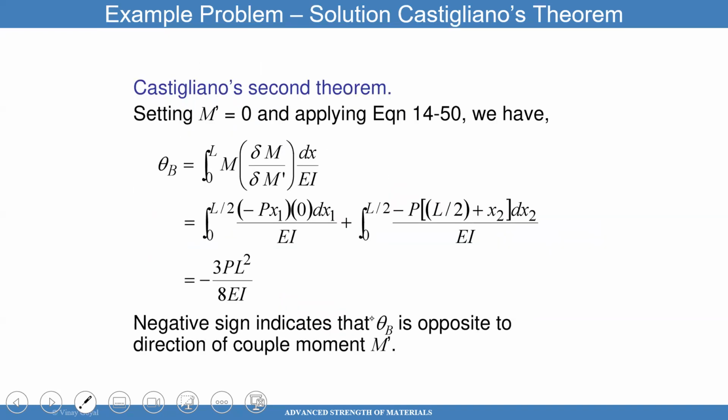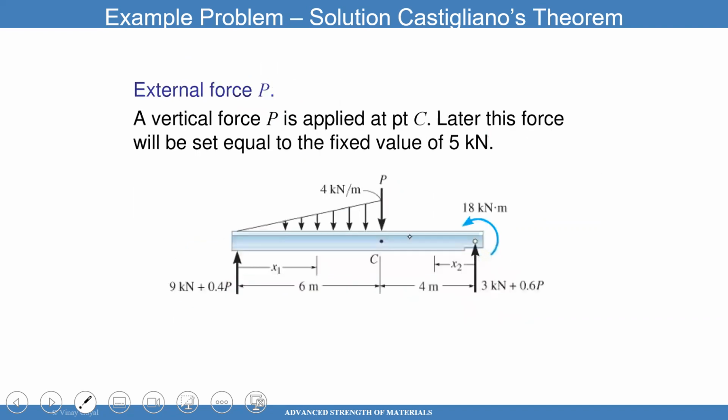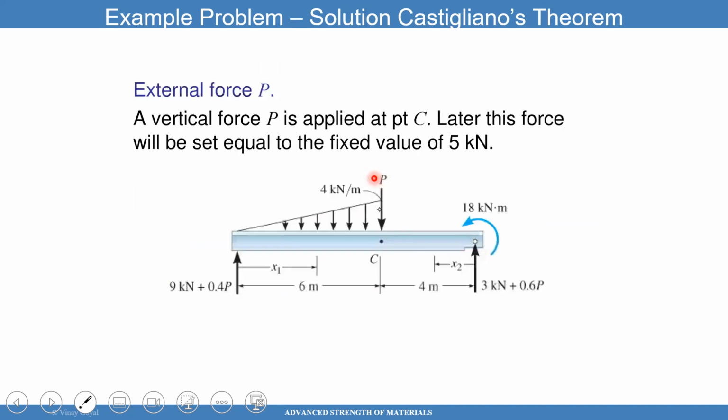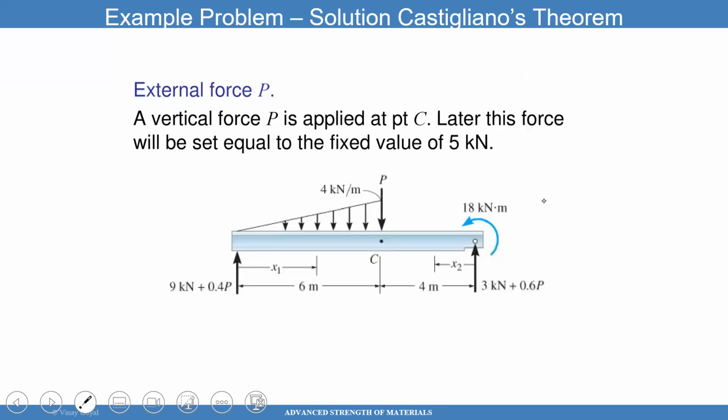I have yet another example. Determine the vertical deflection of point C. Same thing, do a cut there, do a cut there, do a cut there. Find the boundary conditions first, of course. In this example problem, there's a load of 5 applied, but change it to P first. So change it to P, because that's where I want the deflection. Do the cuts for each piece. So I'll do a cut here, I'll do a cut there.